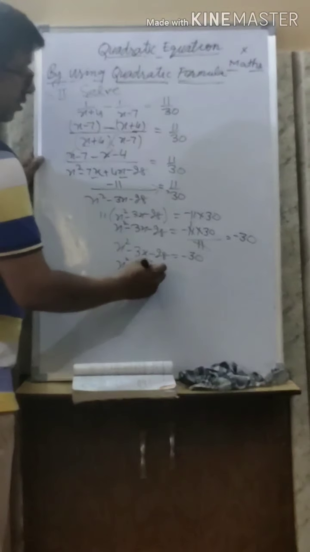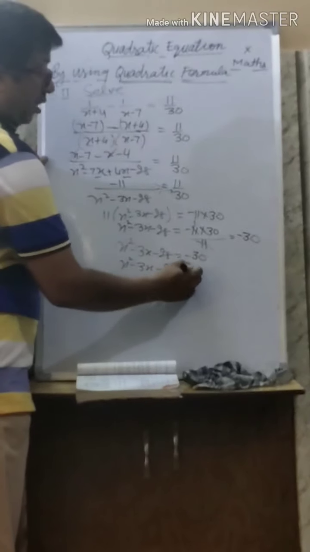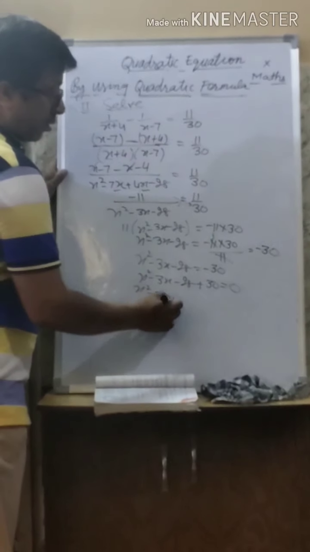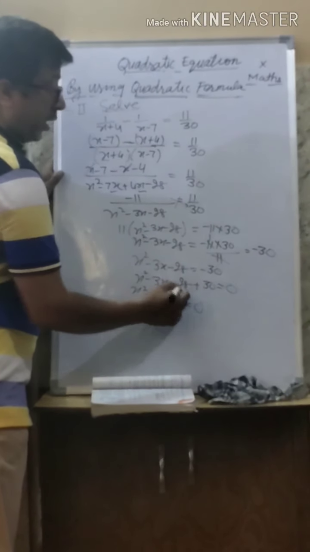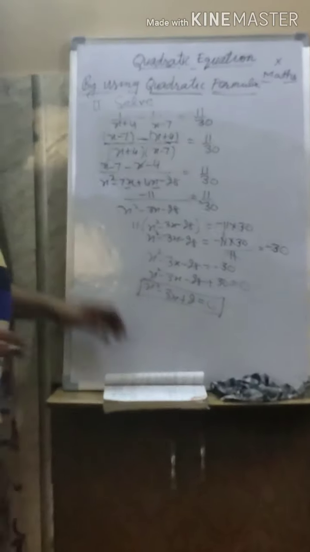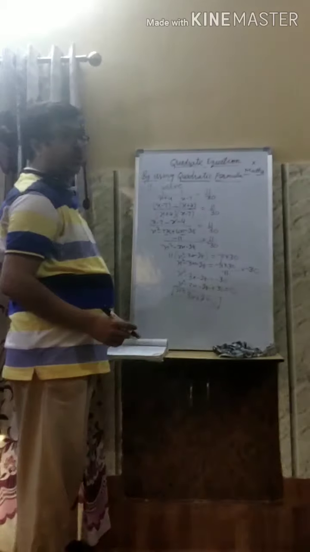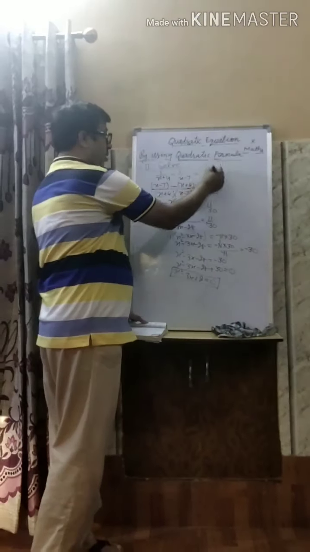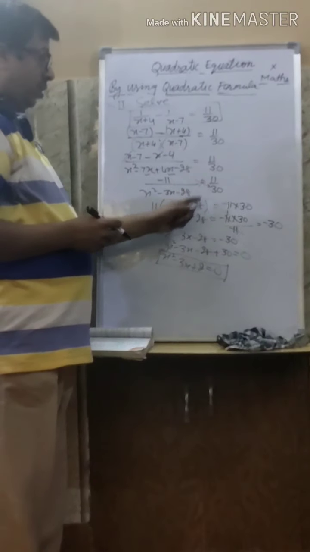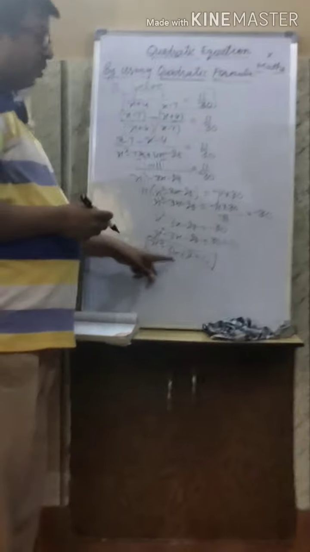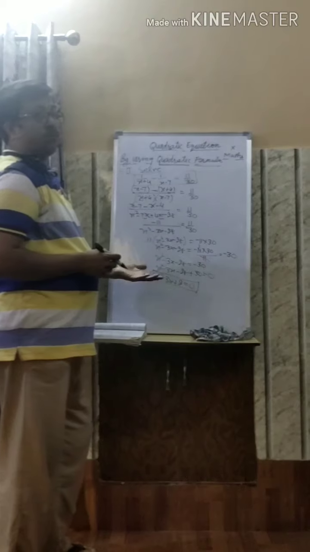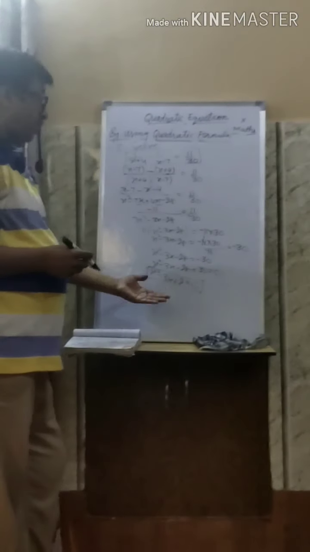So x square minus 3x minus 28 plus 30 is equal to 0. 30 minus 28 is plus 2. So my dear students, this is the quadratic equation. So this is the main equation you see. What I have done: I took the LCM, cross multiplied, simplified, and then I got this quadratic equation because the power is 2. Now he is saying find the roots of this. Clear this?